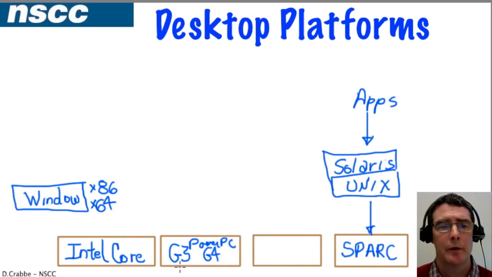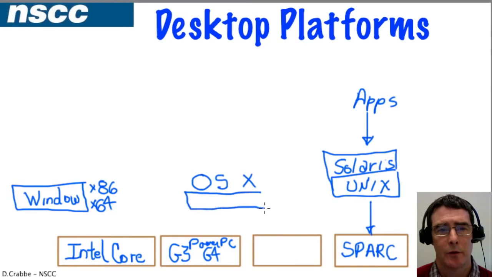For the PowerPC G3, G4 from Motorola, this is what OS X started to be based on. And OS X at its core has Unix as well. So we can think of this as OS X residing on top of a Unix core.